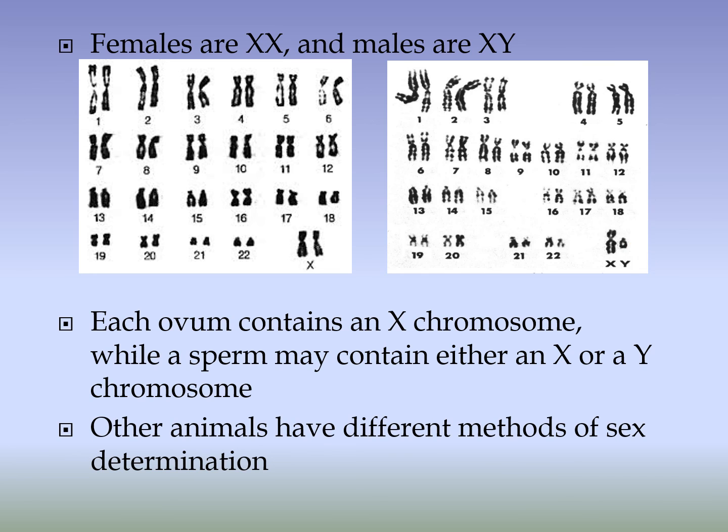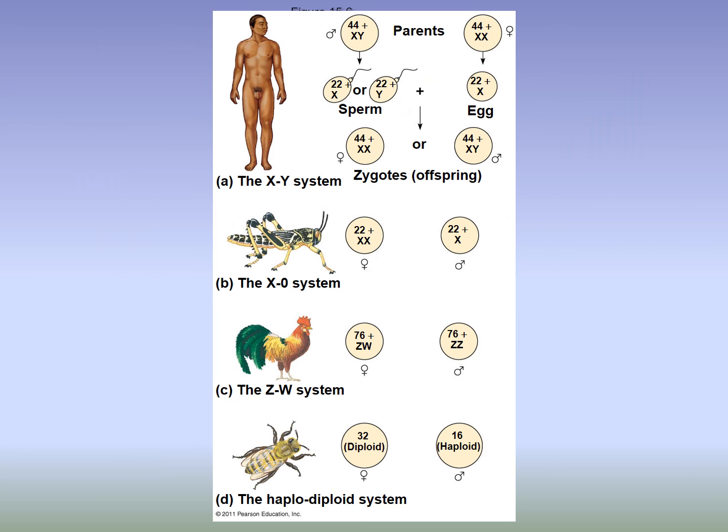Now, other animals have different types of sex determination systems. So again, in humans, we have the XY system, which we just talked about. The insects have an X0 system. So the females have two X chromosomes, and the males just have one X chromosome, and there's no Y chromosome present there. So here you can see that there are 22 chromosomes in these particular insects. Now that might be different for different species of insects. Okay, so that's the X0 system.